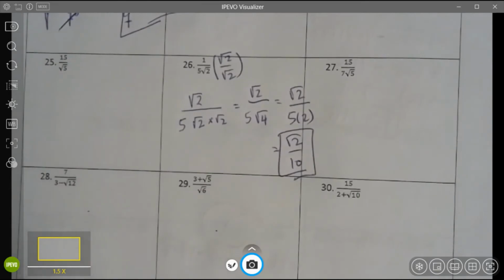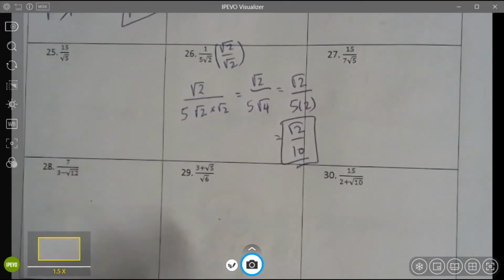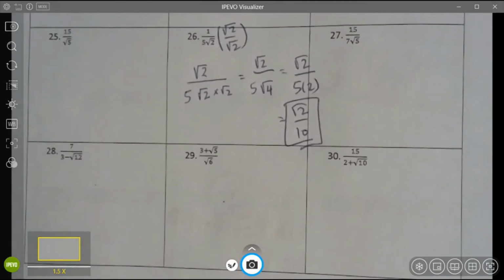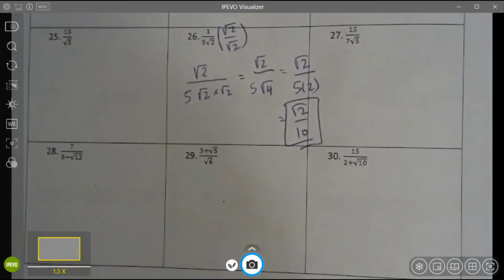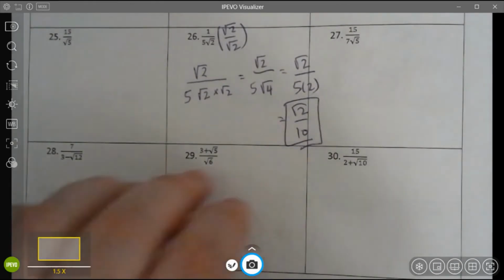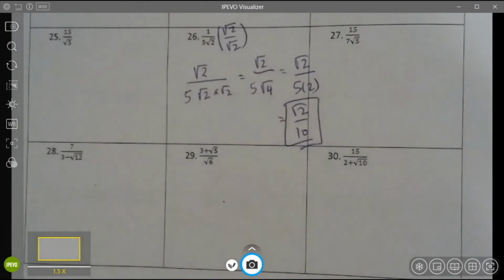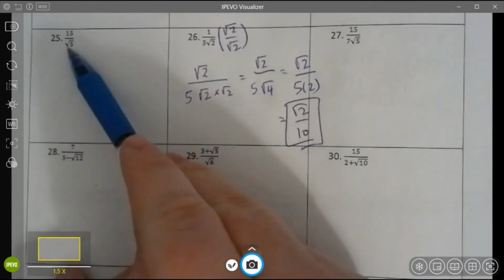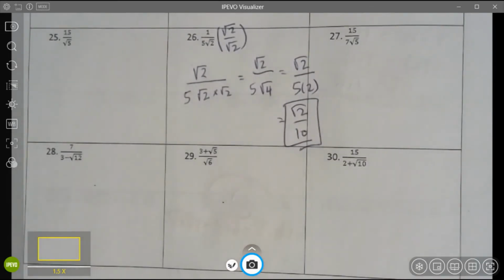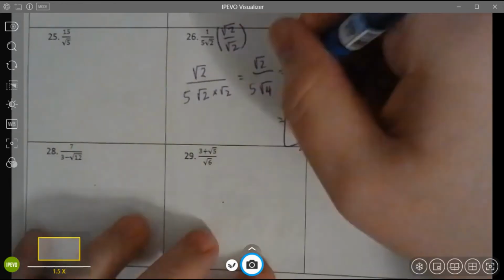Let's go ahead and do one more. Let's do 28 together. 25, 27, and 29 are all pretty similar to what I did in 26. You're just going to multiply each of those by the square root of the denominator over itself. So for 25, you'd be multiplying by square root of 5 over square root of 5.